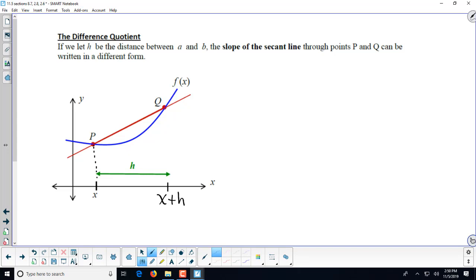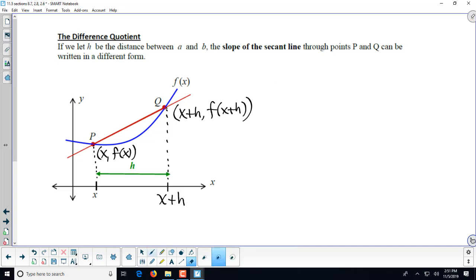So that means this point P has coordinates x, f of x, because this is my function f. So whatever the x coordinate is, you plug it in to get the function value as the y coordinate. And this has an x coordinate of x plus h, and the function value would be the y value if we plug that x plus h value in. So it's the same thing as the a and b, it's just different notation. Okay. So this is kind of the notation that we use in calculus. We'll do something like this.